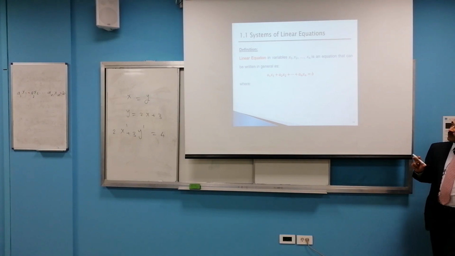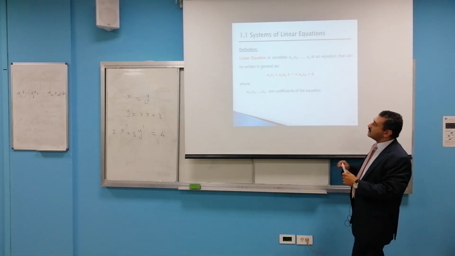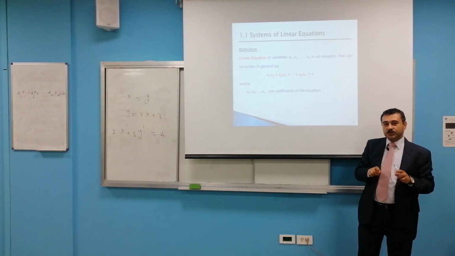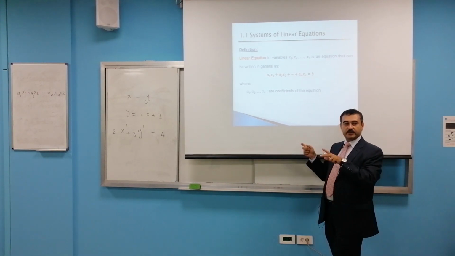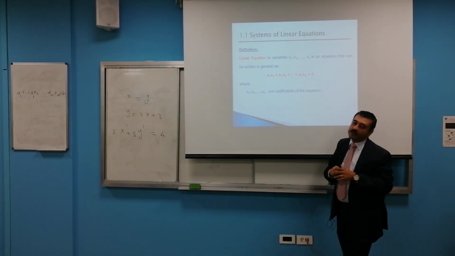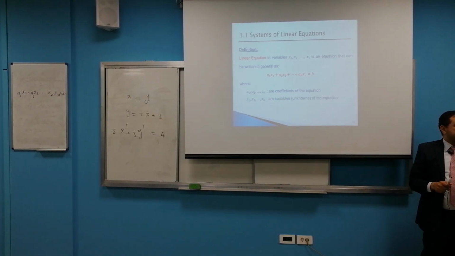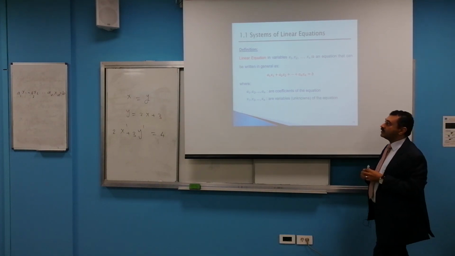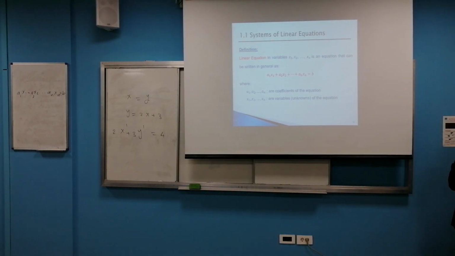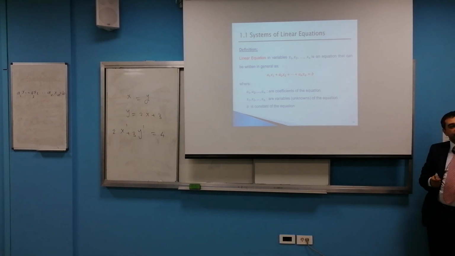We have some terminology here for the constants. We call a1 up to an the coefficients of the equation, which are the coefficients of the variables x1 up to xn. And the x's are called the variables or the unknowns of the equation that you want to get the values for. And b is called the constant of the equation. Okay? Do you know why it is called a linear equation? Do you have any idea?